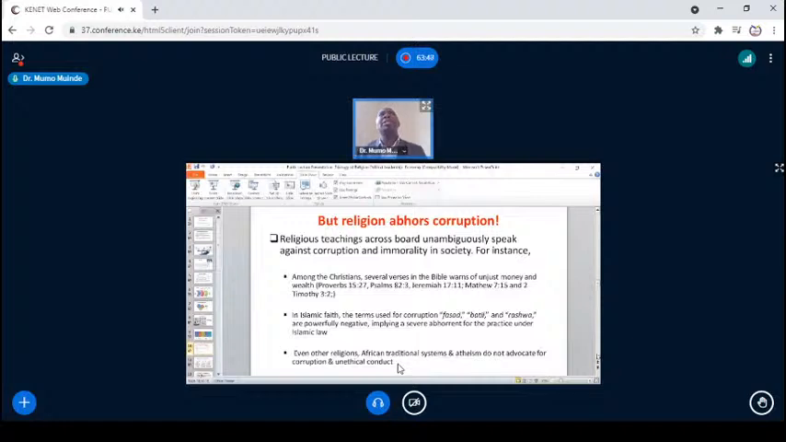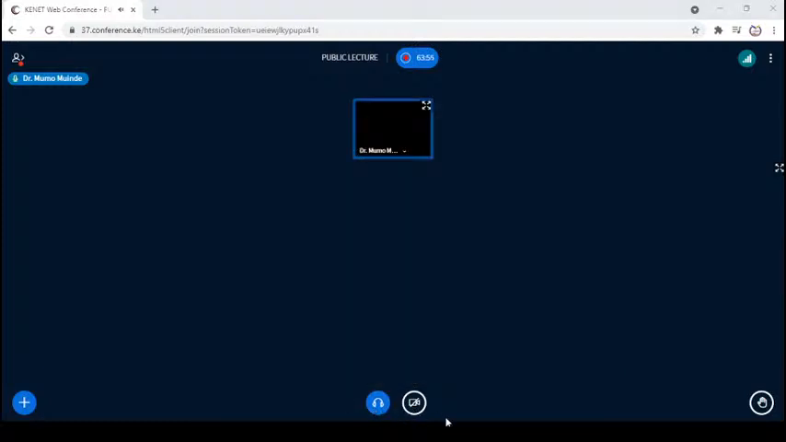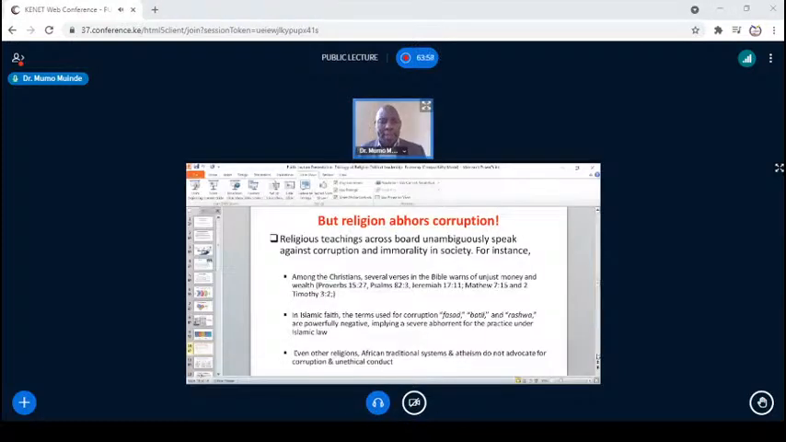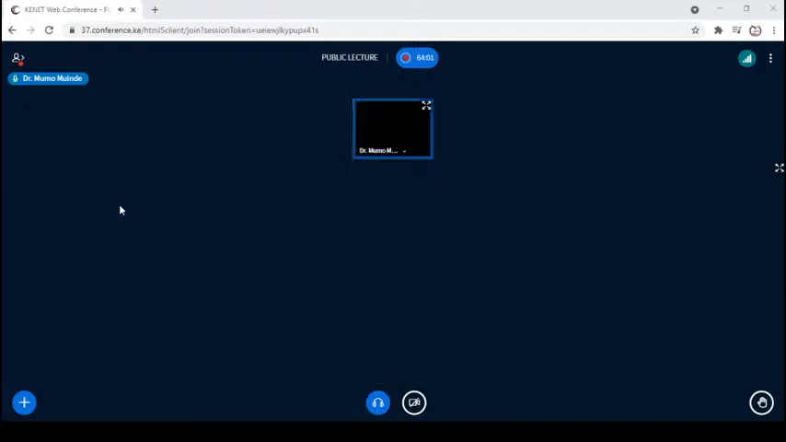When you look at the teachings of Islam, the terms that refer to corruption, fasad, batil, and rashwa, are so negative that you imagine nobody would want to do it. But I've said even the atheists do not encourage corruption. They do not practice corruption.